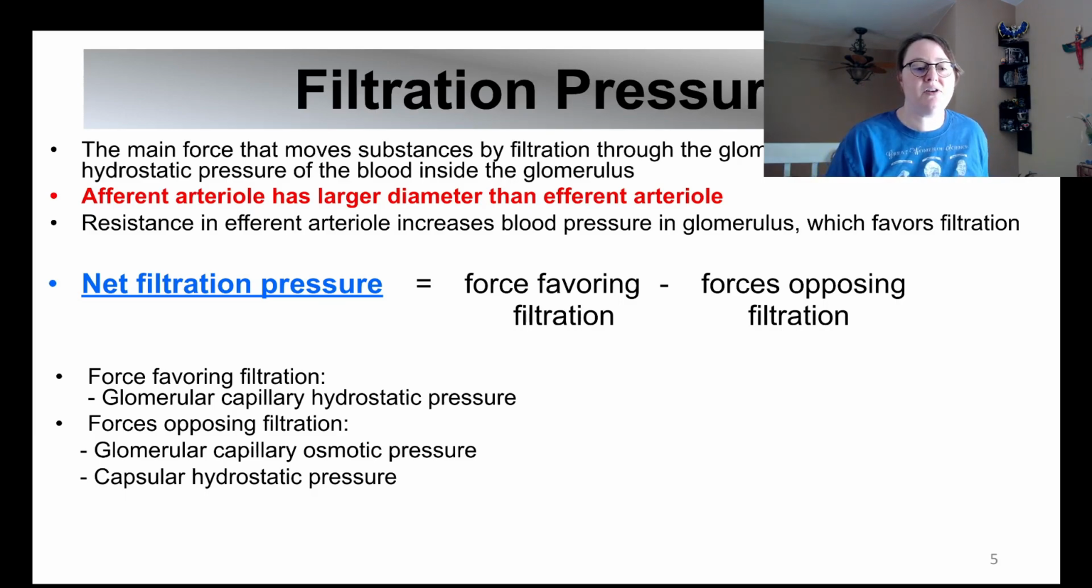So the force favoring is the glomerular capillary hydrostatic pressure, and the things opposing would be the osmotic pressure and the capsular hydrostatic pressure. So in other words, again, what's going on is that the bigger diameter puts more pressure, things get filtered, and the smaller efferent arteriole, there's not as much room, so the pressure builds up to force everything down out that way.